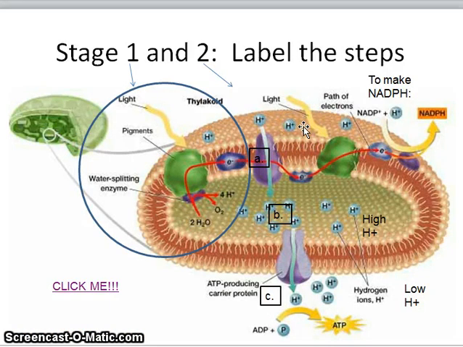So, going back to our stage 1 and 2. To make NADPH, you want to probably write this up here, because here is where the reaction happens. So we're making ATP in this area, and we're making NADPH up here, as far as the visual aids. So after stage 1 and 2, we have made 2 molecules that we need for the next stage.